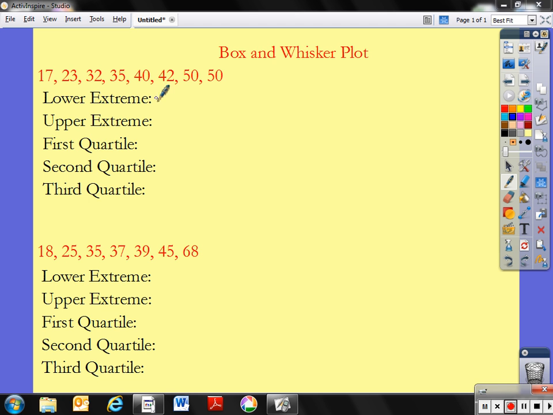Well, the lower extreme is pretty easy. That's just our minimum. So in this case, it's 17. The upper extreme is our max. That is 50. Now I'm going to rewrite these numbers over here.